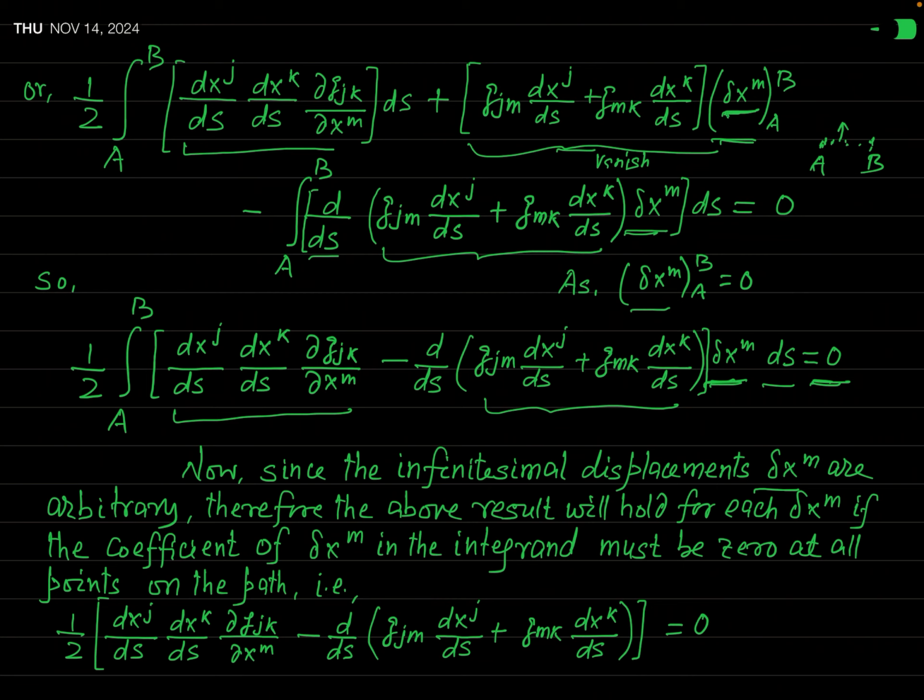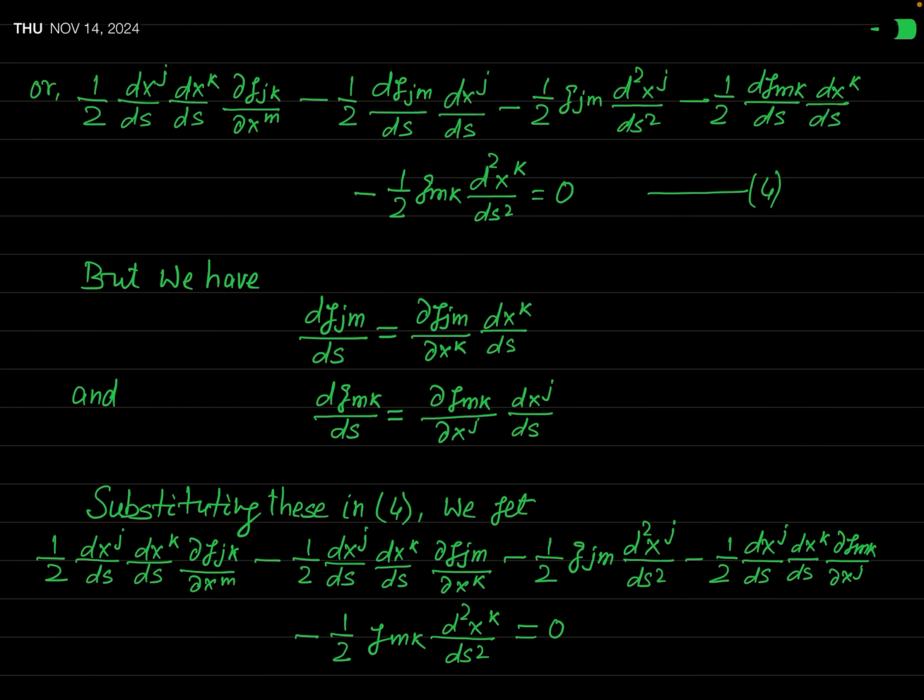So let us see what is the coefficient of delta x_m in the integrand. That is 1/2 dx_j/ds times dx_k/ds del g_jk/del x_m, minus d/ds of g_jm dx_j/ds plus g_mk dx_k/ds, and that will be equal to 0. So this result we have obtained. Now let us see.